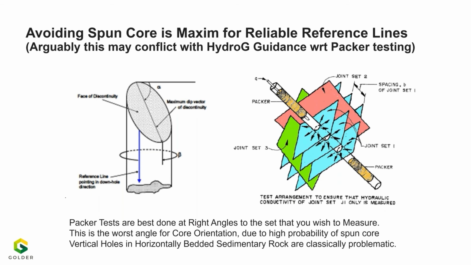Ideally, in packer testing, we want to drill at right angles to a joint set so we can get a decent measurement of that individual joint set. So sometimes this compromises our ability to get good core orientation. So think about both when you're planning a drill program.